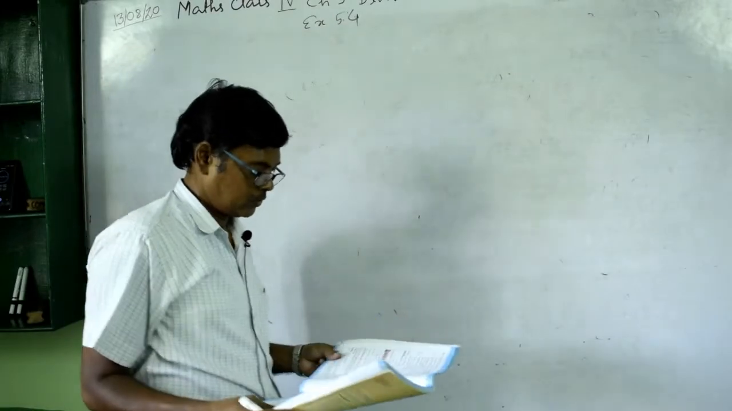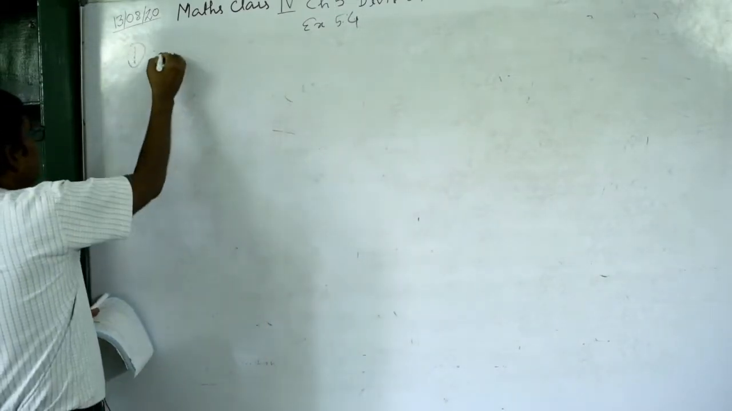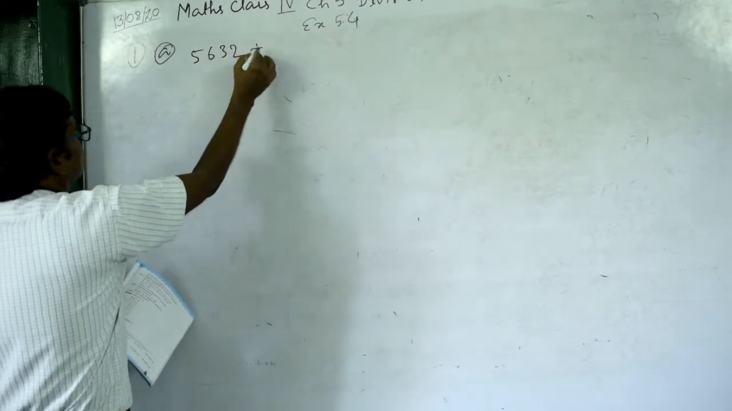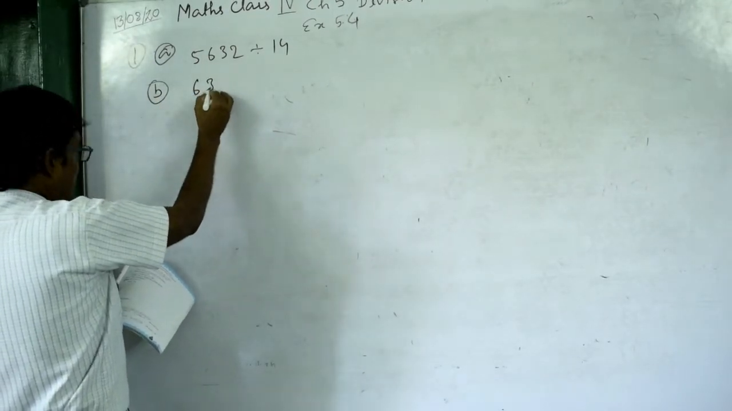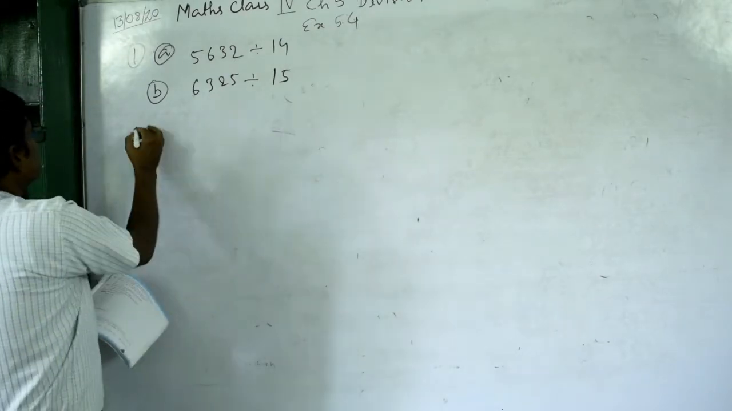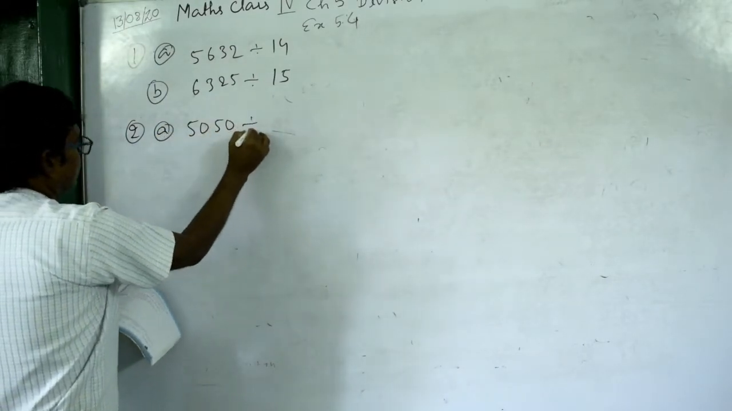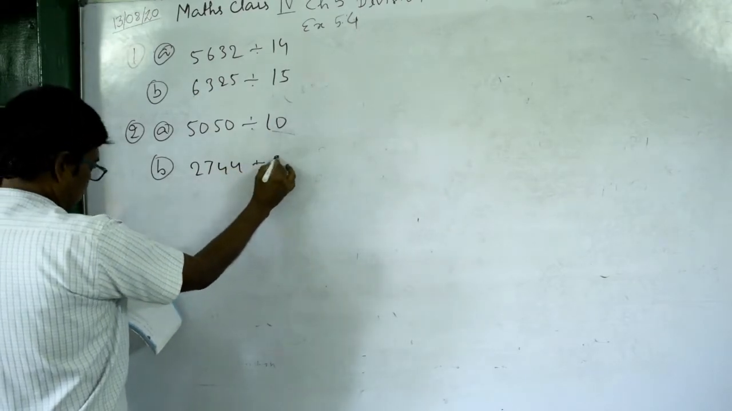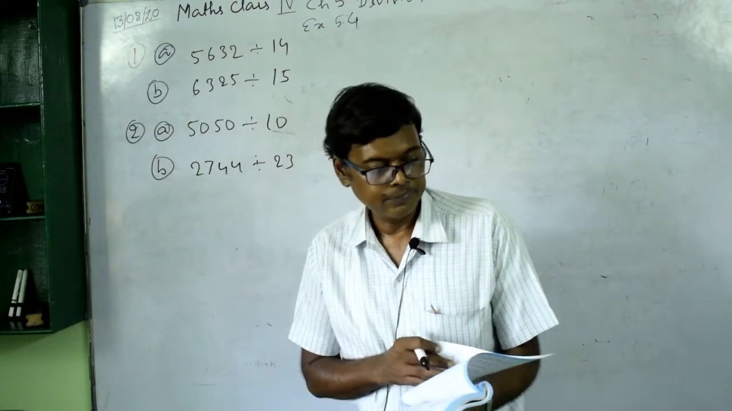So in this we have to divide. So let us divide here. Question number 1. A, you have the number 5632 divided by 14, and question number B is here 6325 divided by 15. Okay, and in the question number 2 you have 5050 divided by 10, and in the B you have 2744 divided by 23. Okay, these are the 4 questions I have taken, and there are 4 more questions remaining here. So that is your homework.